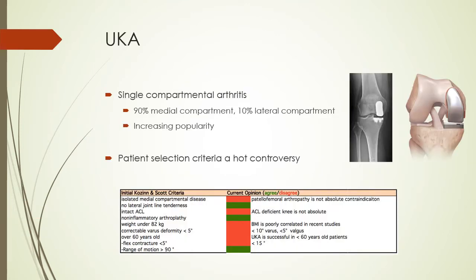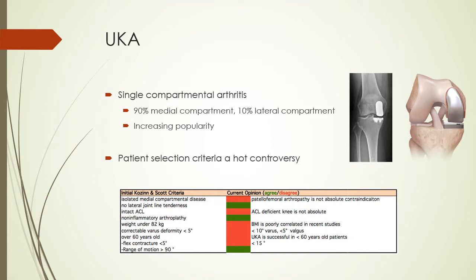UKA usually is used for single compartmental arthritis, and from the usage standpoint, you will probably see 90% of the cases are medial compartment replacement and the other 10% being lateral compartment replacement. It has been gaining a lot of increasing popularity in the Western world, especially in the US. There are claims that 40%, 50% of TKAs can actually be UKAs, so it's gaining a lot of traction.